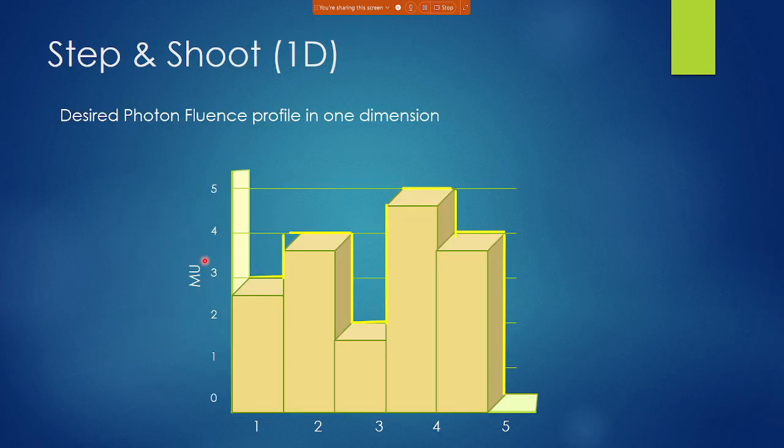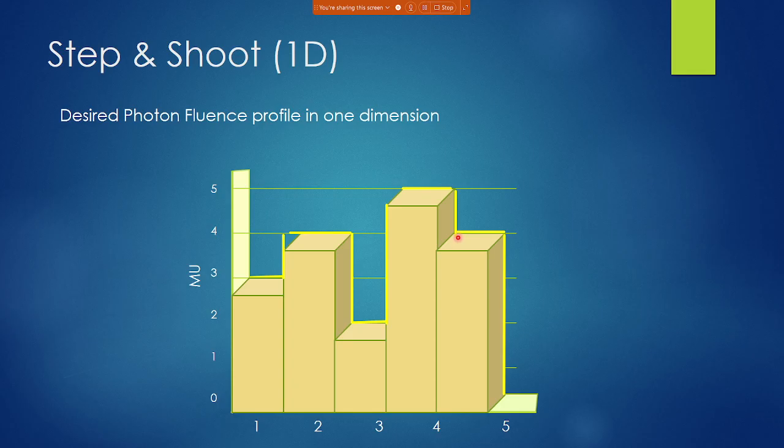Let us look at some scenarios. For example, first we look at step and shoot. I will look at it in 1D first, and then in 2D I will show you. I call it 1D because we are looking at only one dimension here. Let me say I want a fluence where here it is 3 mu, here it is 4, here it is 2, here it is 5, here it is 4. I want to generate a pattern like this, right?